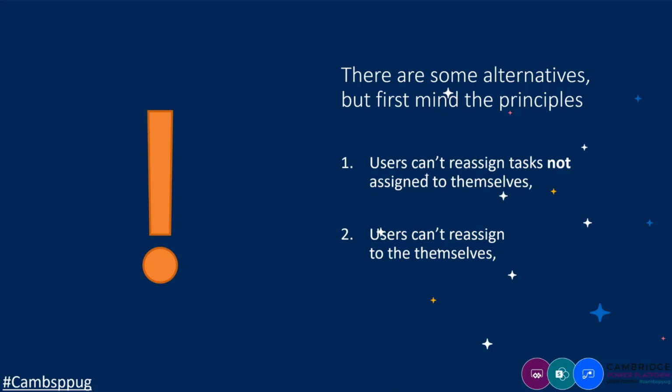Sorry, that was the second principle. The first one was that users cannot reassign tasks which are not assigned to them. So if there is a task that you don't see on your list of assigned tasks, then obviously you're not able to reassign it. Lastly, users cannot reassign a task back to the creator, the author, the user who actually initiated the approval.